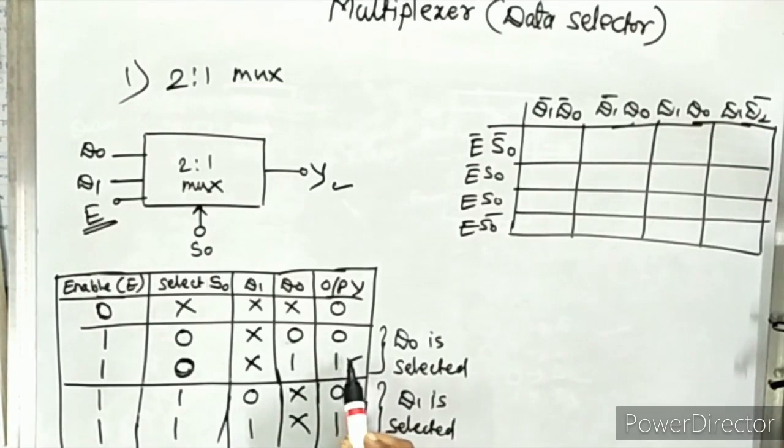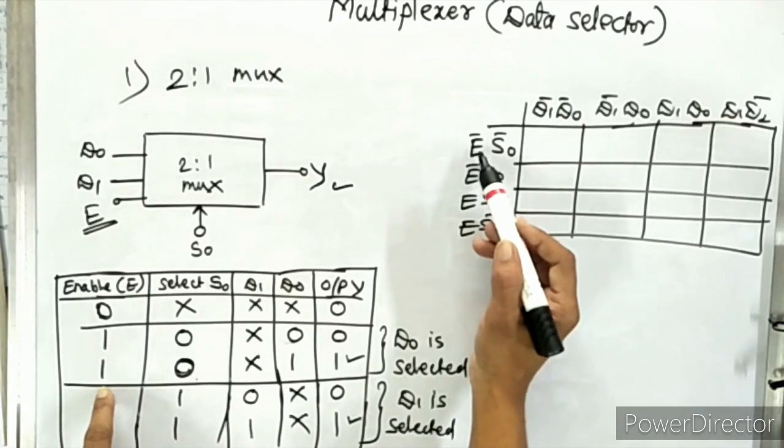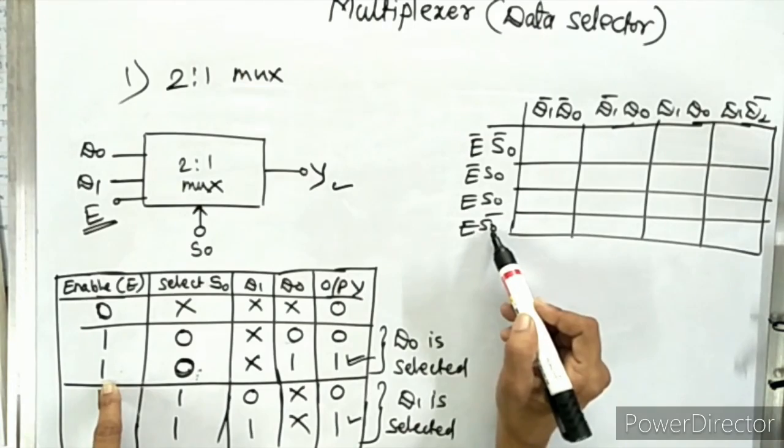So this 1 is for what? When the enable is 1 and select line is 0. Check the input. First check this row's input E and S0. So for this output 1, E is 1 and select line is 0. That means E S0 bar. So here E S0 bar.